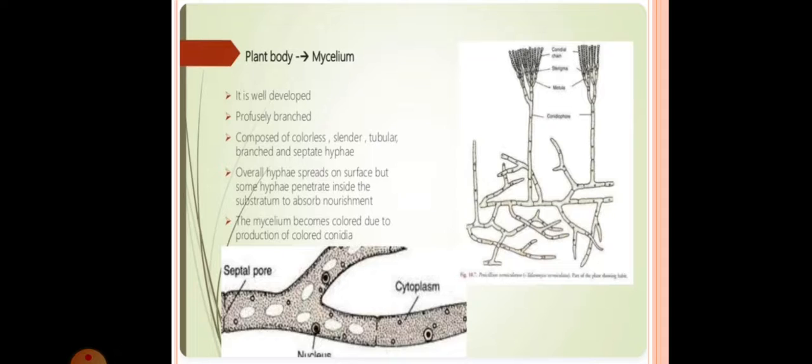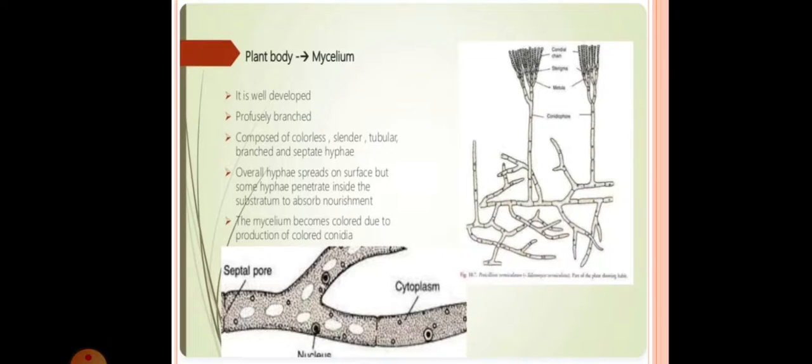Overall the hyphae are spread on the surface, but some hyphae penetrate inside the substratum to absorb nutrients. Here you can see some hyphae, and here some hyphae. Some hyphae grow on the surface of the substratum, and some grow inside, penetrating the substratum to absorb nourishment. So that's why they can grow easily, and they can absorb the food material.